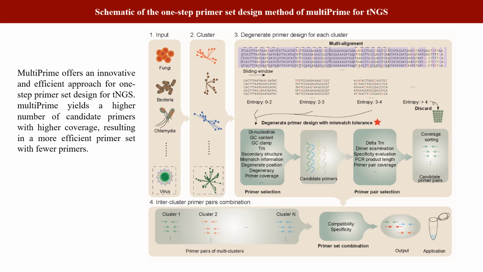Overall, multiPrime offers an innovative and efficient approach for one-step primer set design for TNGS. multiPrime yields a higher number of candidate primers with higher coverage, resulting in a more efficient primer set with fewer primers. Furthermore, multiPrime uses a loss function to evaluate the likelihood of dimer formation, resulting in a reduced probability of dimer formation within the primer set and facilitating expansion of the primer set as needed.